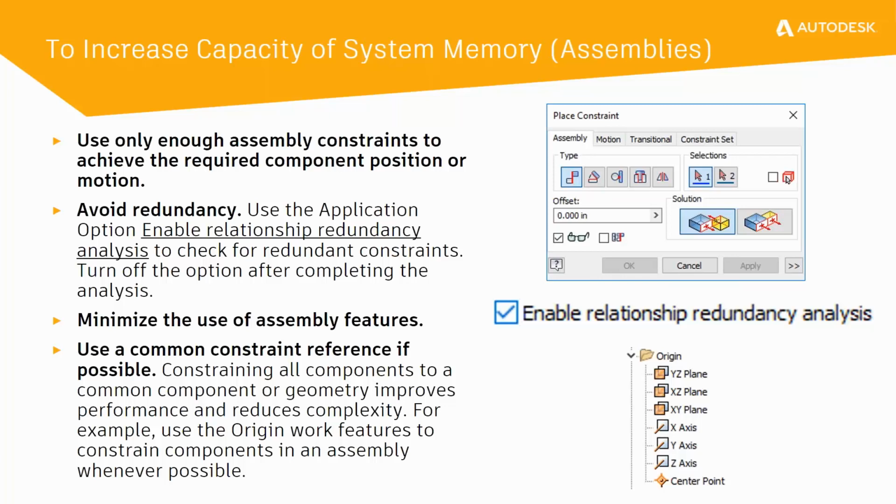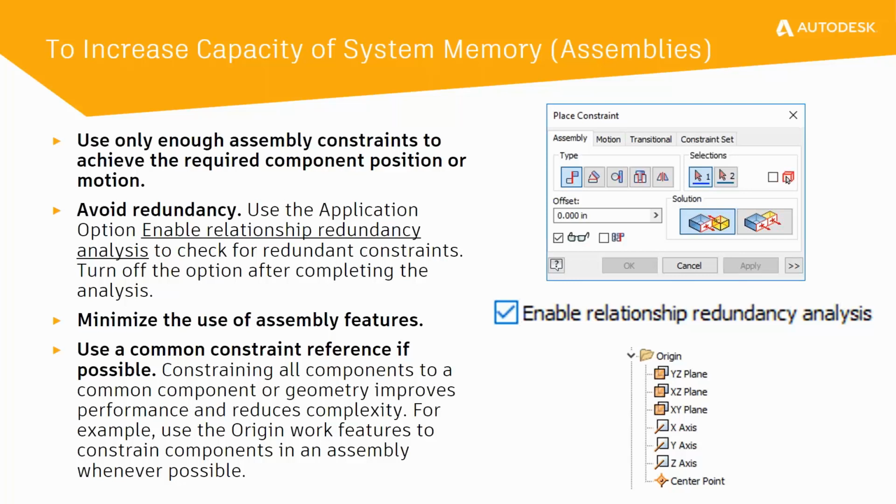Remember, we talked about, each additional constraint adds additional requirement on the system to solve or calculate it, so try and minimize those. Avoid redundancy where possible, and you've got the option to be able to, under application options, turn on enable relationship redundancy analysis, but remember to turn it off once you're done.